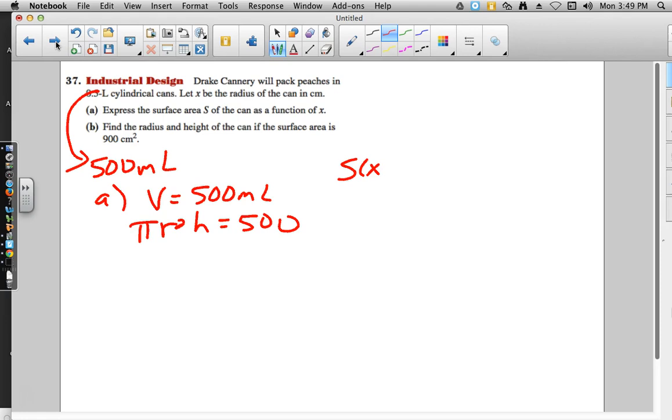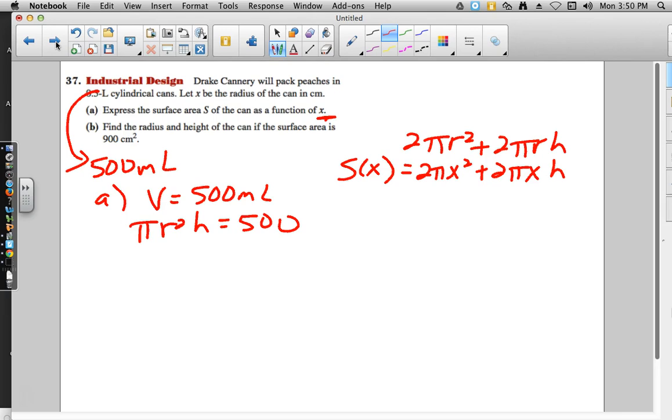And then surface area, normally we would use 2 pi r squared plus 2 pi rh, but they wanted us to use an x in this, so 2 pi x squared plus 2 pi xh. And it says express the surface area of the can as a function of x. That means the h can't be there. We have to find something to substitute for h. And the good news is if we divide both sides of our volume formula by pi r squared, we will be able to substitute in for h. We're going to substitute in that 500 over pi r squared.